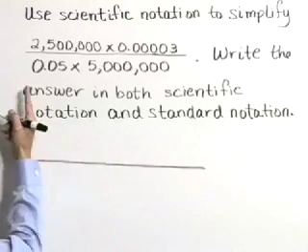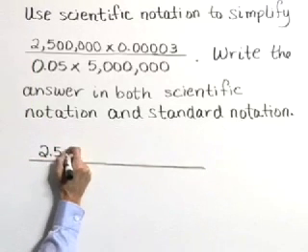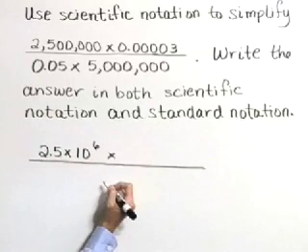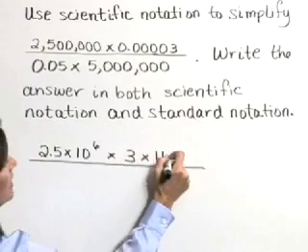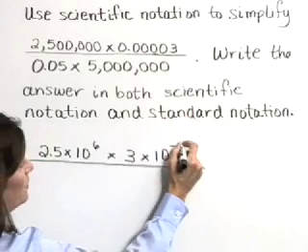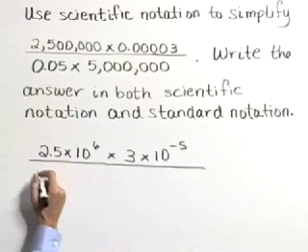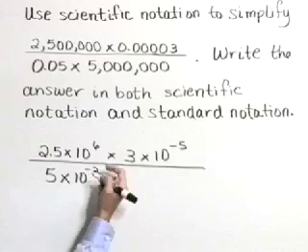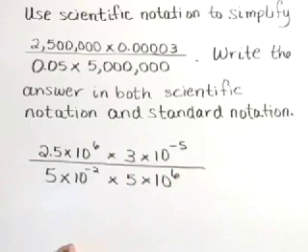So in the numerator, that 2,500,000 is 2.5 times 10 to the 6th power times our second factor, which we can write as 3 times 10 to the, 3, 4, 5, that's 5 places, so 10 to the negative 5th. In the denominator, 0.05 is 5 times 10 to the negative 2, and 5 million is 5 times 10 to the 6th power.